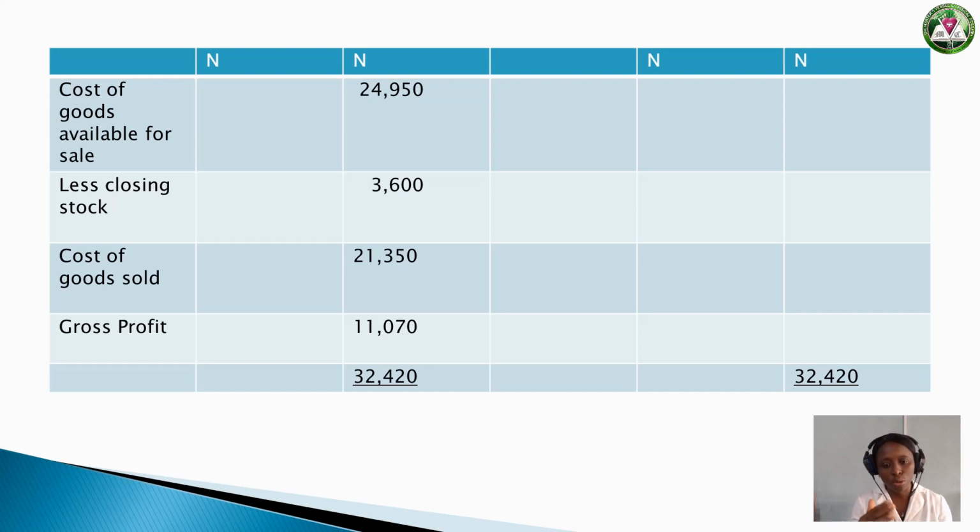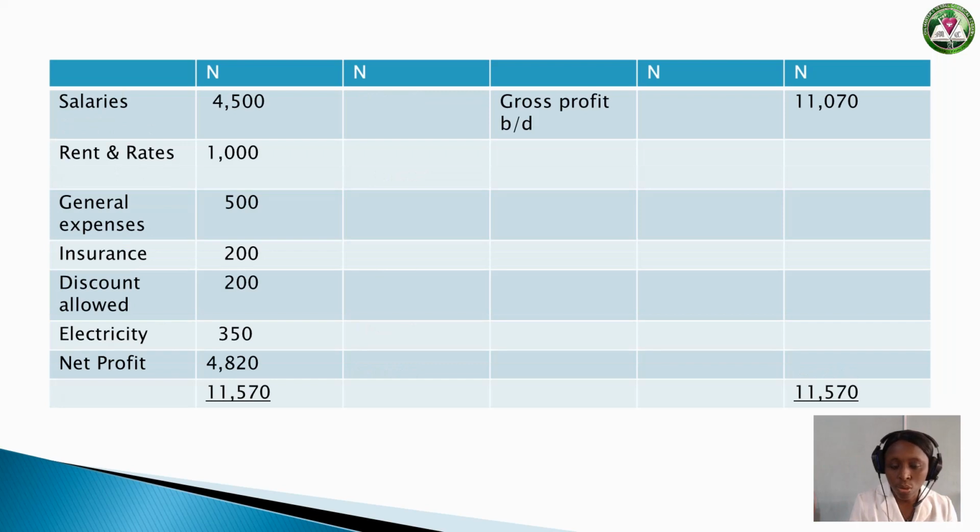Now let's bring the 11,070 naira over to the right hand side. When you add up the two, the 21,350 and that 11,070 naira, it will give you 32,420. Likewise, the other side. So now let's bring it back. Let's bring it over to the trading account.